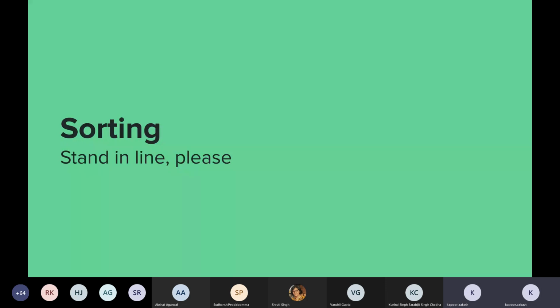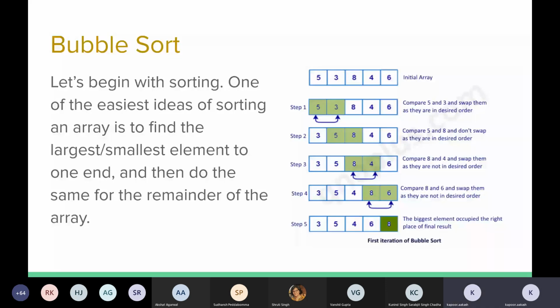Once again, we'll start with the simplest sorting approach, which is known as bubble sort. And no, it's not like that bubble popping thingy that you have, the bubble wrap. The idea of bubble sort is, have you seen bubbles in water, how they float up to the top? So that's the idea of bubble sort: you take the lightest element or the heaviest element and you float it to one side of the array, and then you do it for the remaining array.